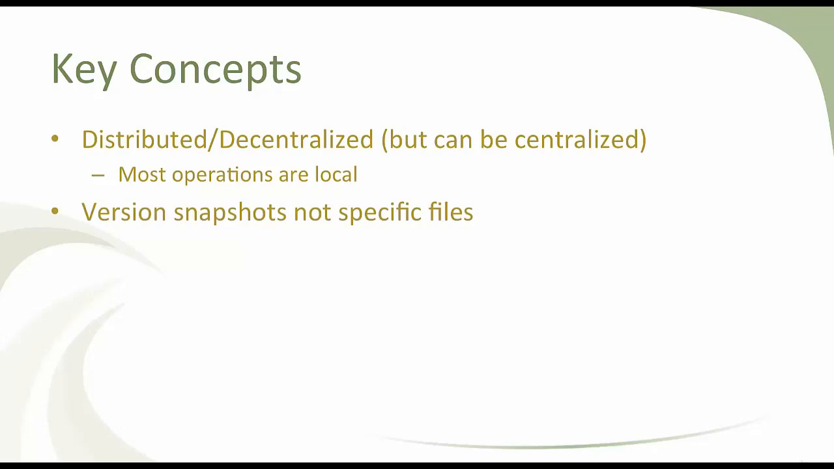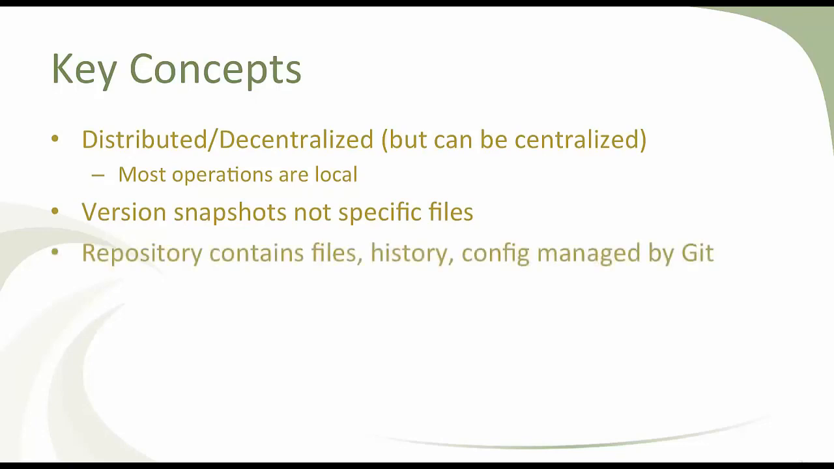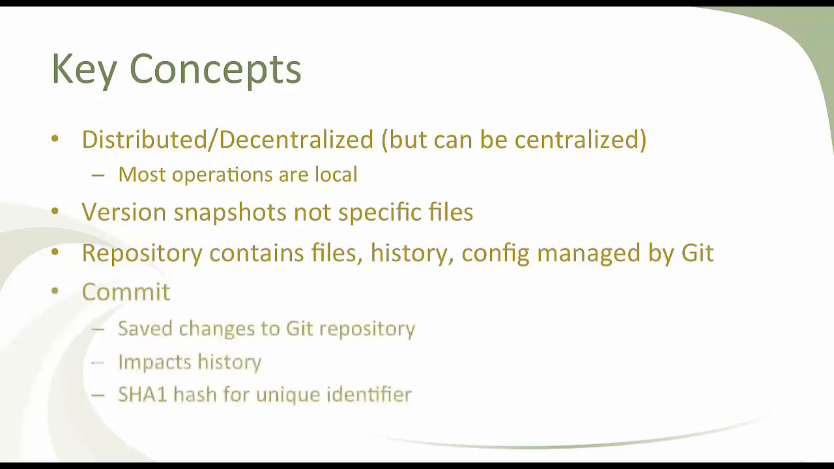In Git, we think in terms of version snapshots, not versioning specific files or folders. This is a pretty big departure from other version control systems. The Git repository contains all the files, the history, configuration, all these things that are managed by Git. A commit is a group of saved changes to the Git repository. This impacts history and is uniquely identified by a SHA-1 hash.